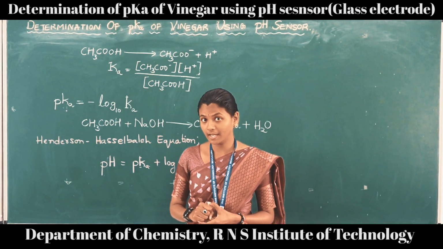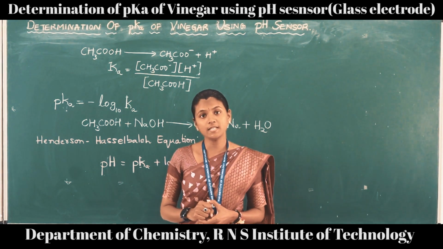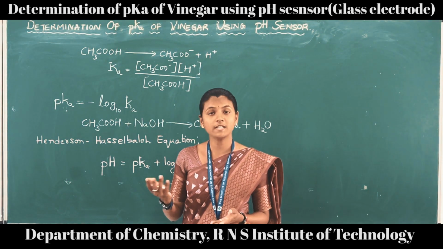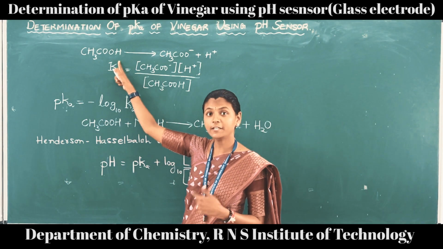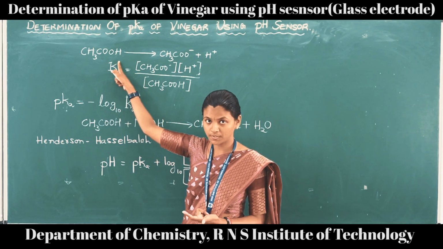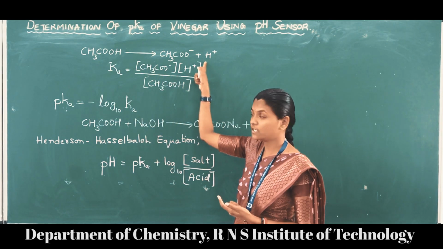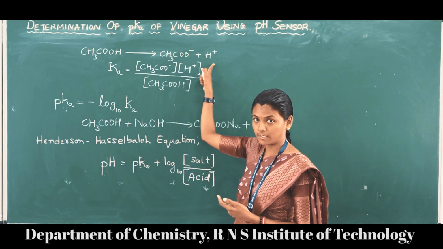Acetic acid is a weak acid, and we all know that a weak acid is one that undergoes partial dissociation when taken in the aqueous medium. When acetic acid undergoes partial dissociation in the aqueous medium, the reaction looks like this. It gives you acetate ions and H plus ions.